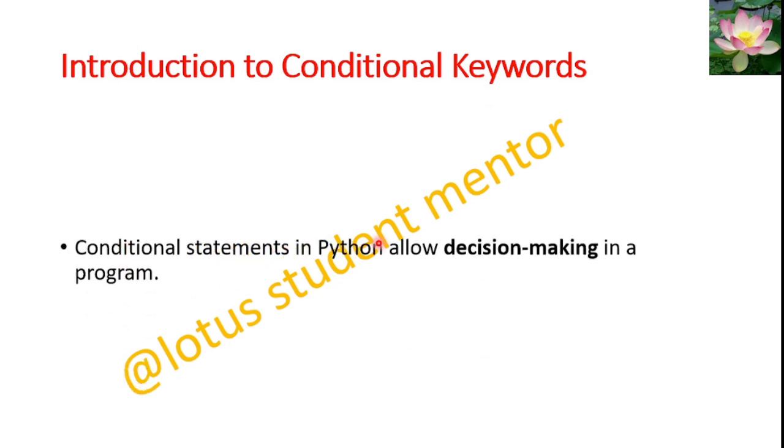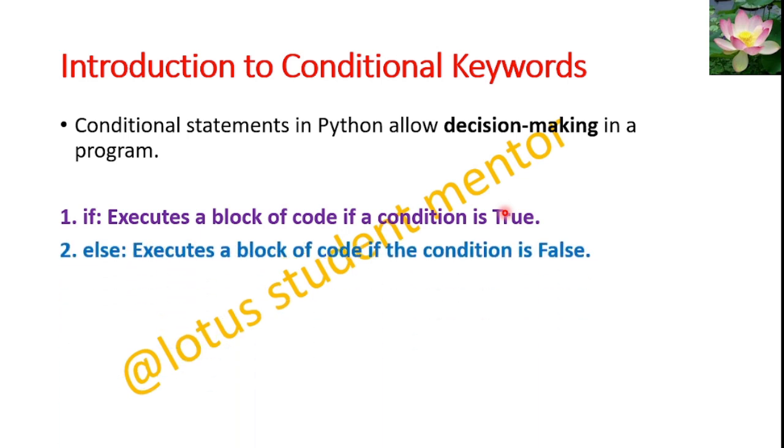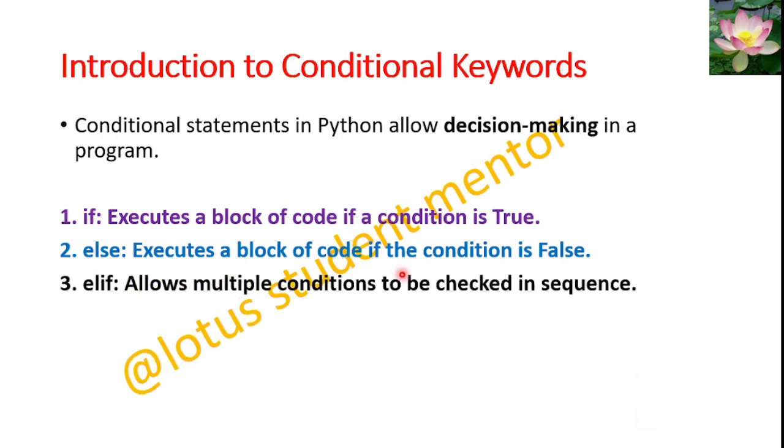How is it useful? As I mentioned, the conditional statements in Python allow decision making in a program. Coming to if, it executes a block of code if, very important, a condition is true. If the condition is false, it goes to else. Whereas else executes a block of code if the condition is false. And elif allows multiple conditions to be checked in sequence.